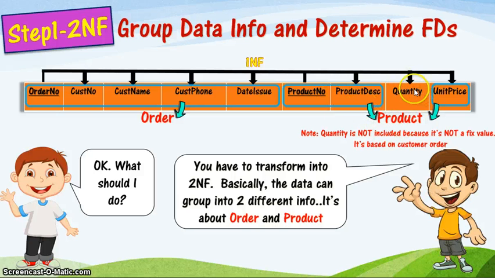But quantity is not included in the product info. Why? Because quantity is not a fixed value. It is based on the customer orders, so it is not related to the product. Product, for example, pencil. The pencil description is pencil, the product number for pencil is ABC1, for example, and the price for pencil is RM1. So this is what is related. All these attributes are related to the product info, but quantity is not related to the product info. You just leave it, just KIV.